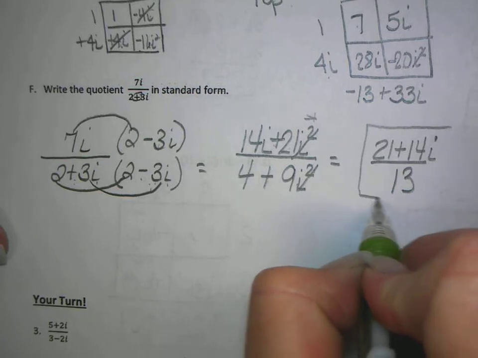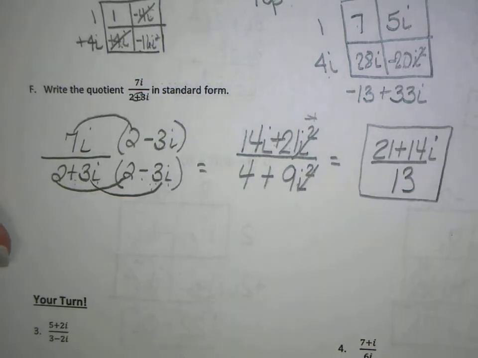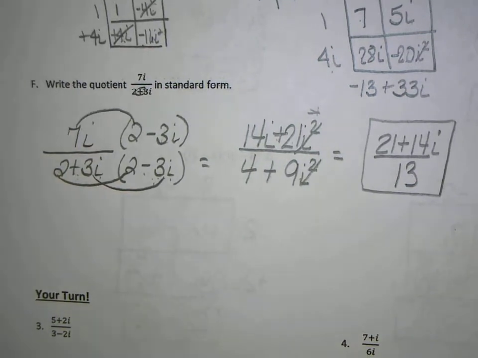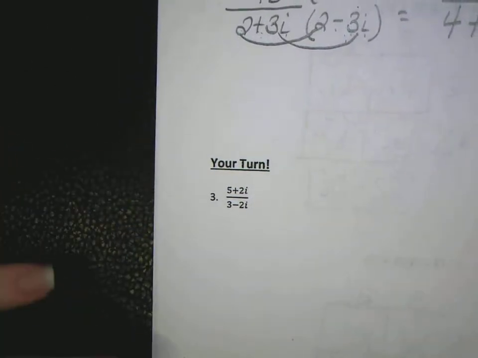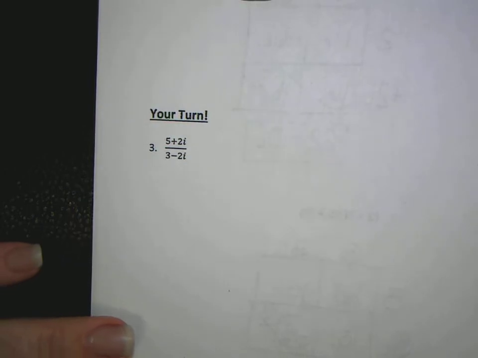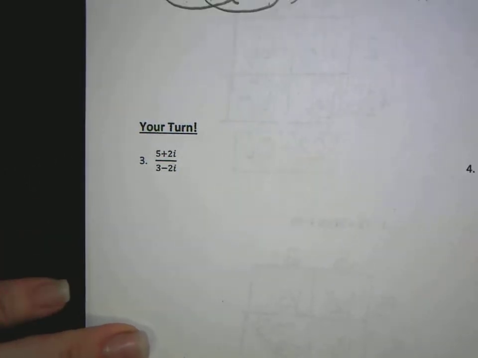That's your final answer. Okay, 2 quick ones. The concept's there. You just have to make sure you do it. All right, now number 3 for you. Your turn. Go ahead and multiply by the complex conjugate. Hit pause. Hit play when you're ready.